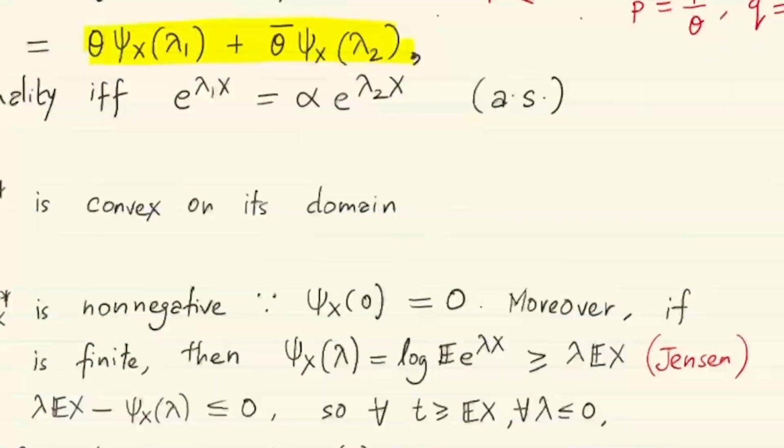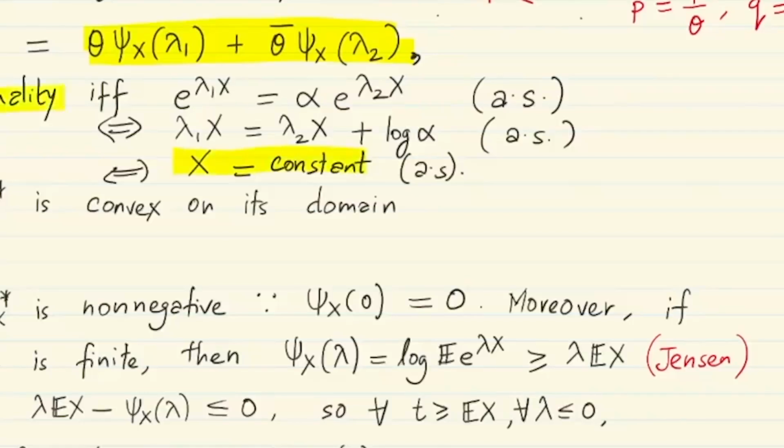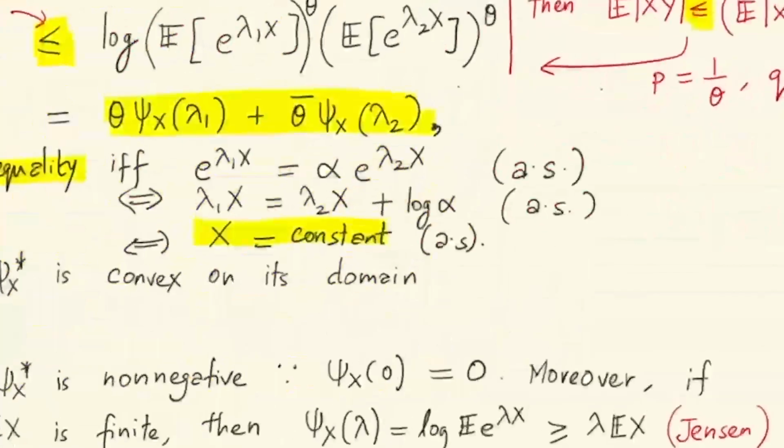Okay, and this is if and only if, you take logs on both sides, lambda 1 x is equal to lambda 2 x plus some log alpha, which is another constant almost surely, and this is equivalent to x being a constant. Okay, so the only way that equality holds is if x equal to constant. So if x is not a constant random variable, then you will always have strict inequality, okay, inherited from Holder's inequality.